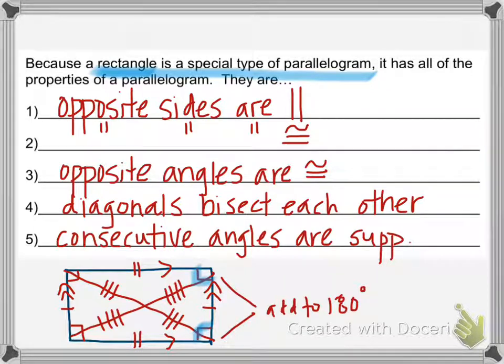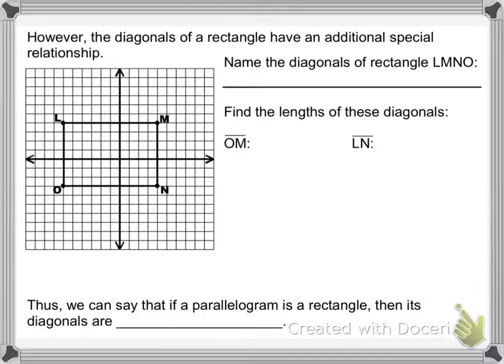Now we're going to see what extra property a rectangle has. So in a rectangle, the diagonals, they have a special relationship. So we're going to figure out what that is right now. So we've got this rectangle LMNO graphed on this coordinate grid. It says first name the diagonals. Okay, so the two diagonals are OM and LN.